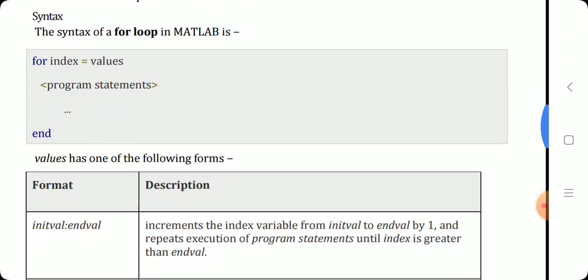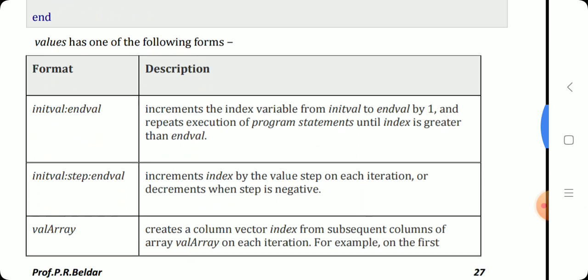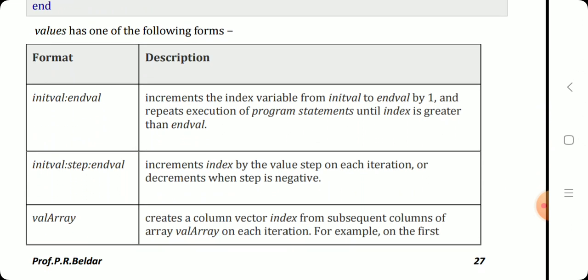We are going to understand the for loop in three ways. There are three ways to represent the for loop. First is initial value to end value. The increment starts from the initial value directly to the end value. Here the increment is taken as 1, positive 1.